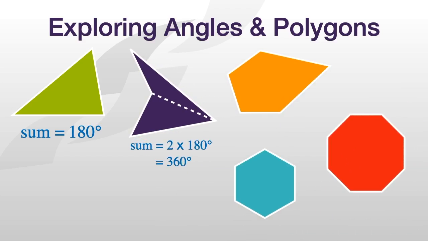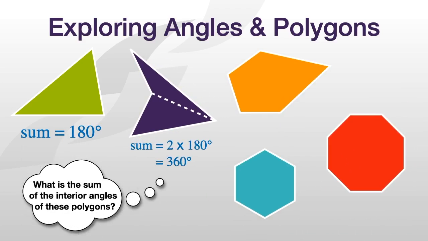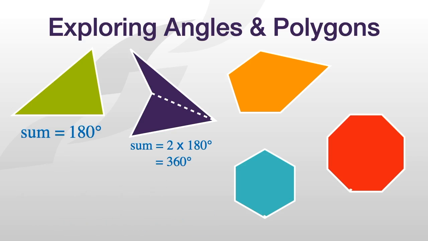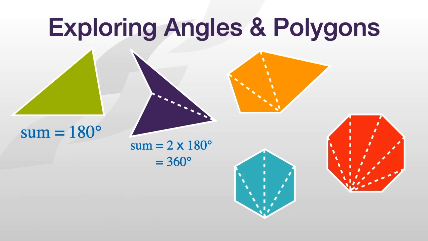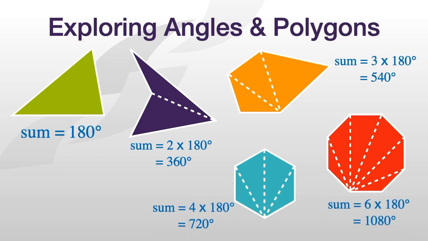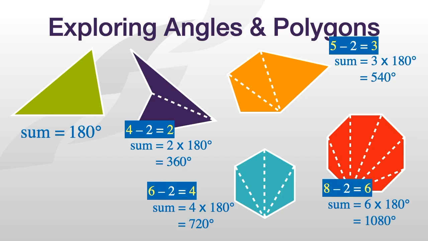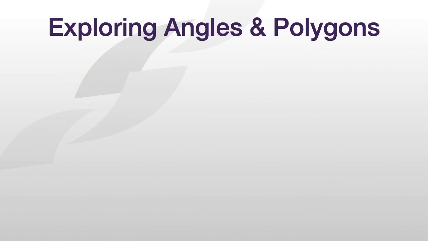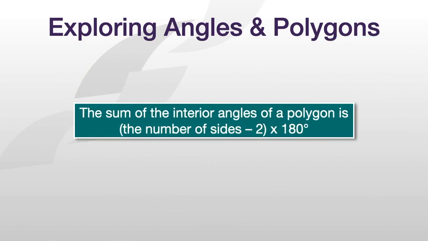Can you use a similar strategy to determine the sum of the interior angles of the other polygons? We can divide up each polygon into triangles. The sum of the interior angles of each polygon will be the number of triangles times 180 degrees. Notice that for each polygon, the number of triangles is 2 less than the number of sides. So we can generalize for any polygon. We can determine the sum of the interior angles of a polygon by subtracting 2 from the number of sides and then multiplying that by 180 degrees.